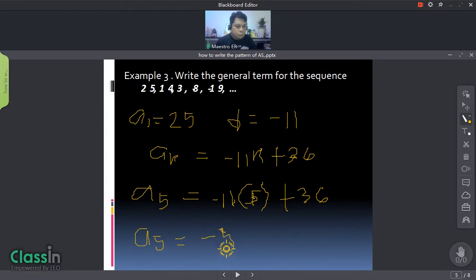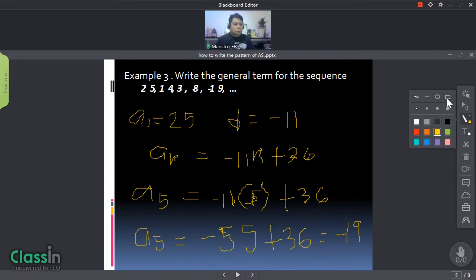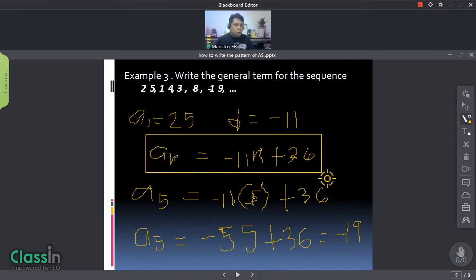Negative 55 plus 36 is equal to negative 19. Okay. So your pattern now for that given sequence is a sub n is equal to negative 11n plus 36. I think this is enough proof, no? Because it will satisfy a sub 5.